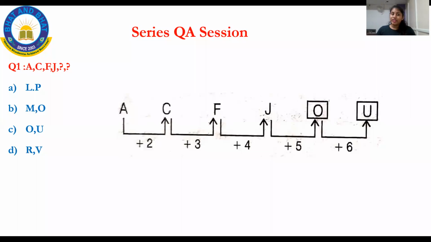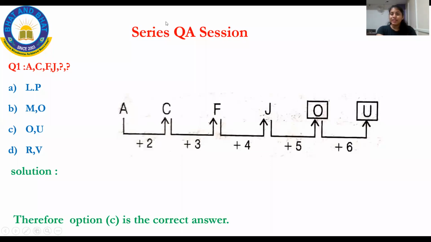So the given question is A, C, F, J, question mark. Listen to me, how to solve this. The first step is, as soon as you see a question in series, you have to take down the question as it is. Let us write A, C, F, J, and then the question mark I have indicated with a box. Now students, let me see A to C. What is the difference? A, B, C.